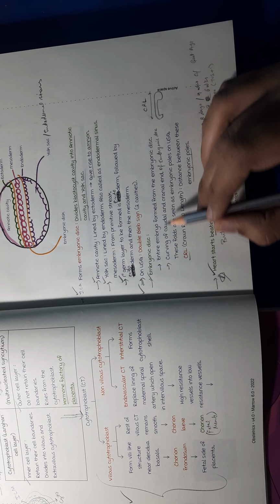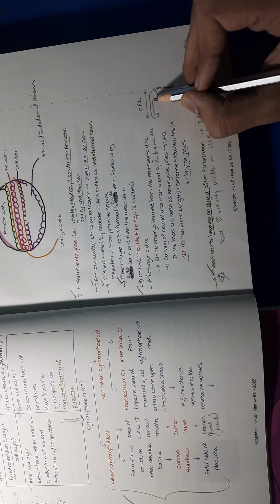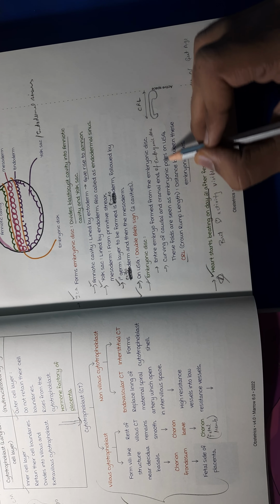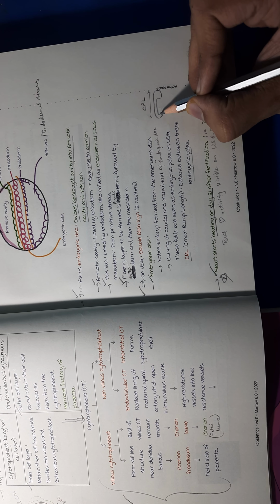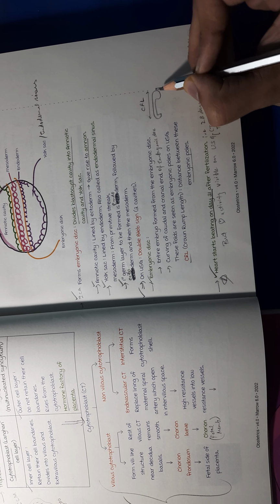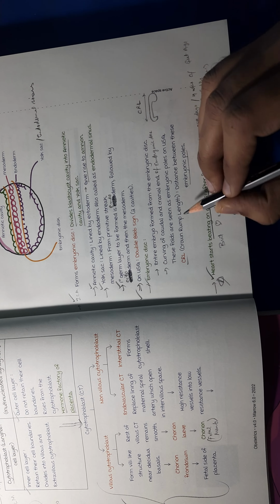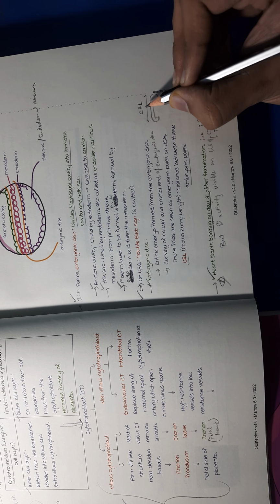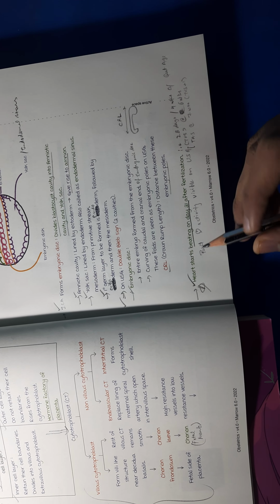So the embryonic disc starts developing, curving on both sides. This is the caudal end and this is the cephalic end. So this is the embryonic disc which starts curving on both poles, and now the length of this disc can be measured, which will be called the crown rump length.